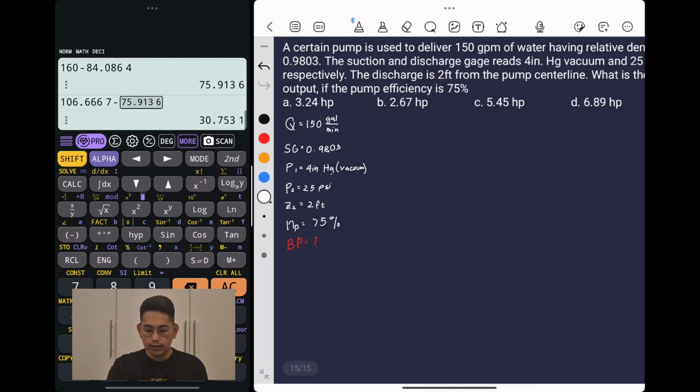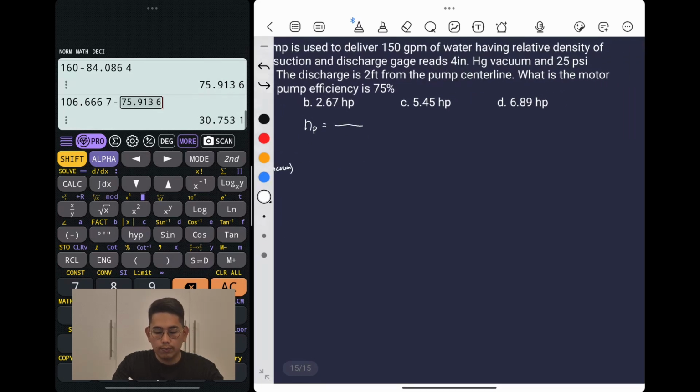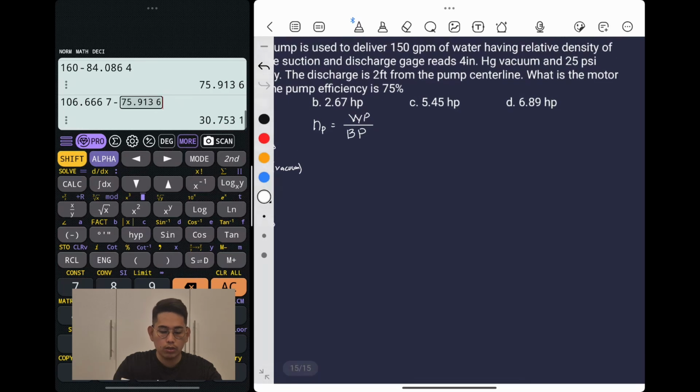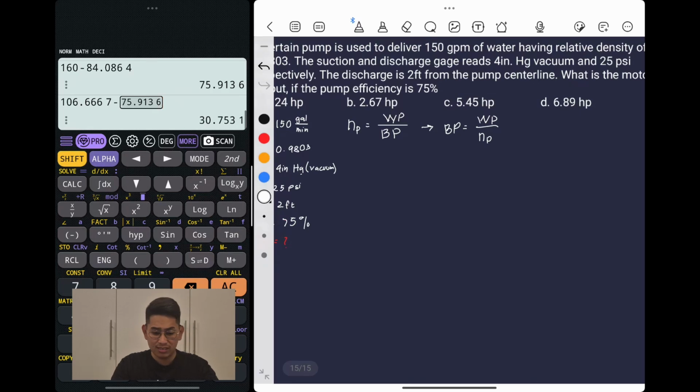So ayan. After nyan, syempre, ang formula natin for efficiency naman ng pump is the output over input ng pump, which is input natin is the water power, of course, while the output is yung galing sa motor na brake power. So from that, we can denote that the brake power is equal to water power over pump efficiency. So meron tayong efficiency, so sa WP, kunin naman natin ang WP. So for the WP, we have gamma Q H, or gamma times volume flow rate times the head.